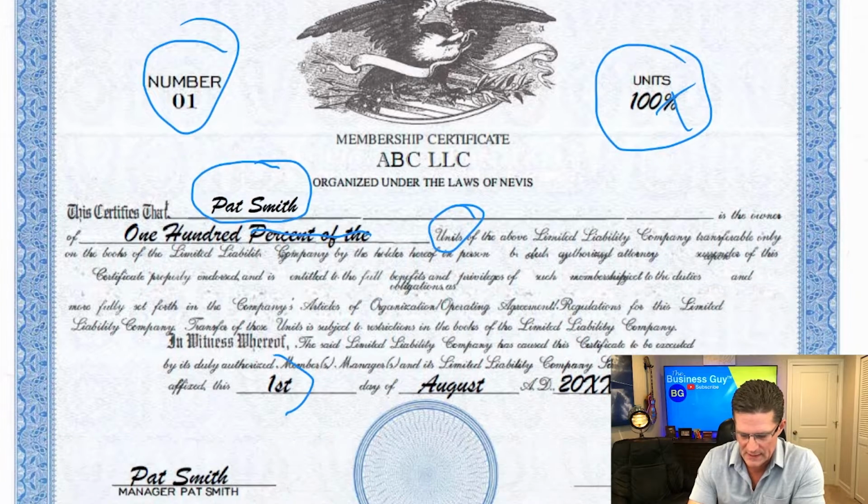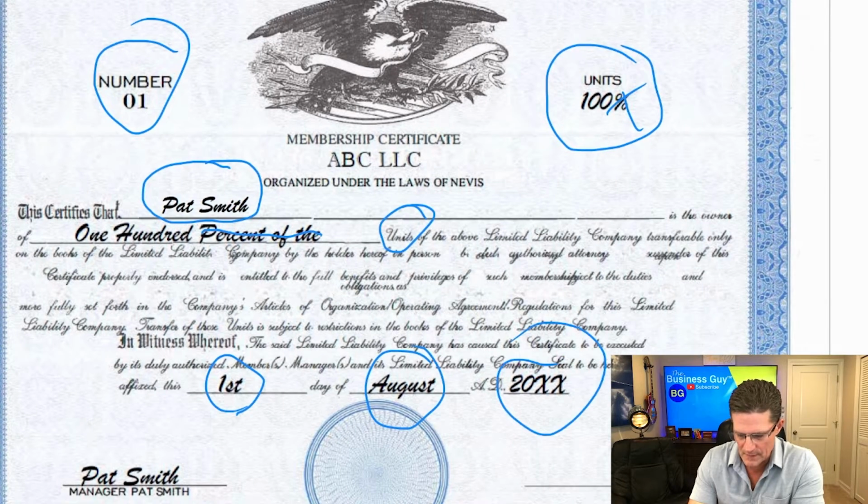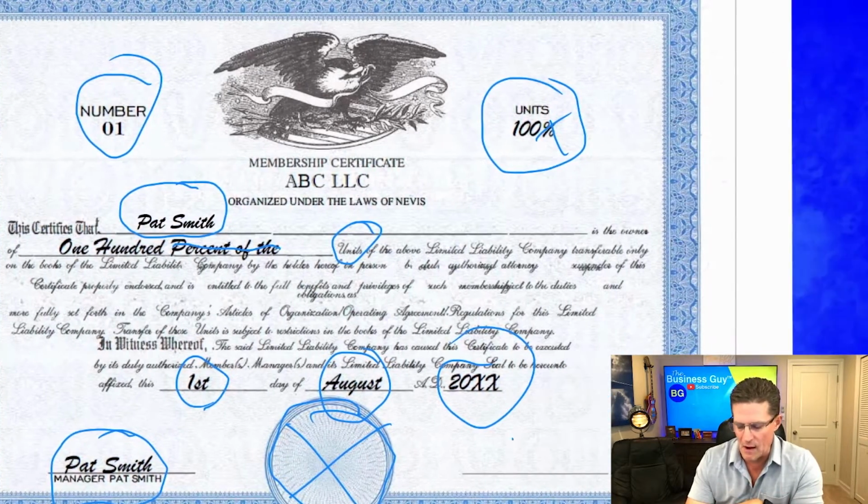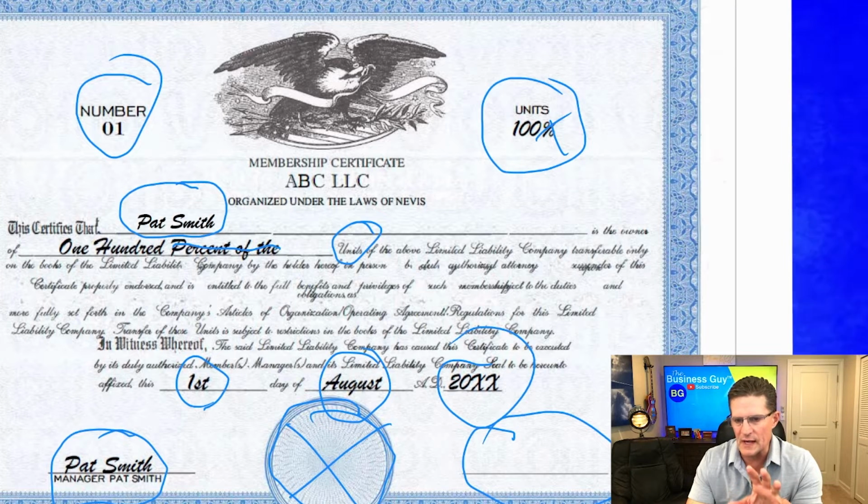Okay, so we write the date that the certificate was issued here, and we also have the manager sign here. And then you take your LLC seal and you squeeze that emblem right in this section right here. If there's another manager, they can optionally sign here, but this signature line is unnecessary.